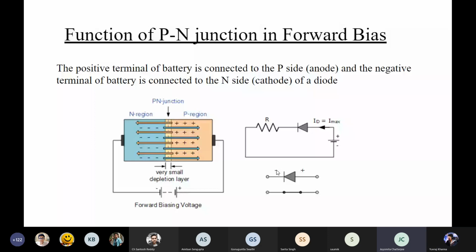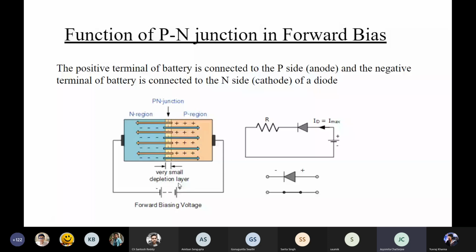This creates some positive immobile ions in the N side, and some negative immobile ions in the P side of the diode. The immobile ions in the N side are near the junction edge, and similarly in the P side. So all of these ions accumulate at the junction, and this region is therefore called the depletion region. At this region, a static electric field called the barrier potential is created across the PN junction, and this barrier potential opposes further migration of the holes and electrons across the PN junction.